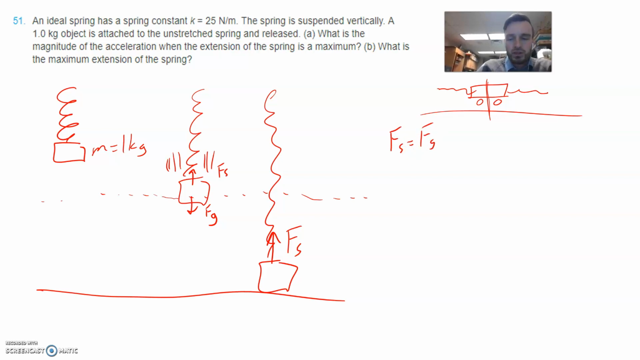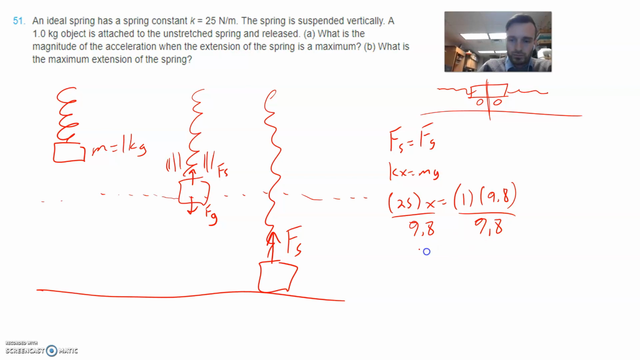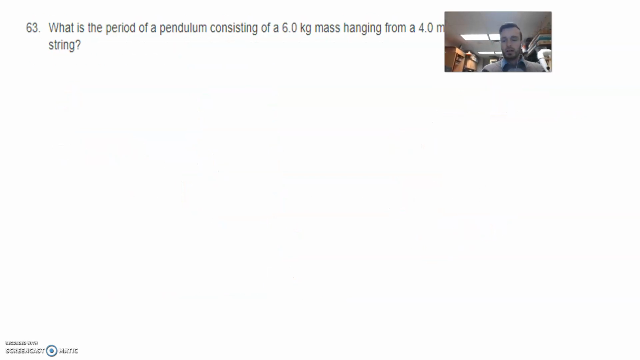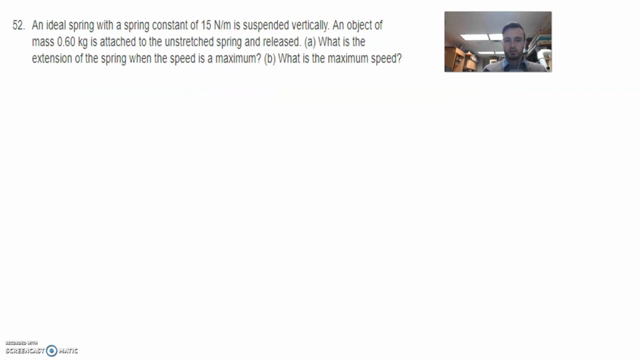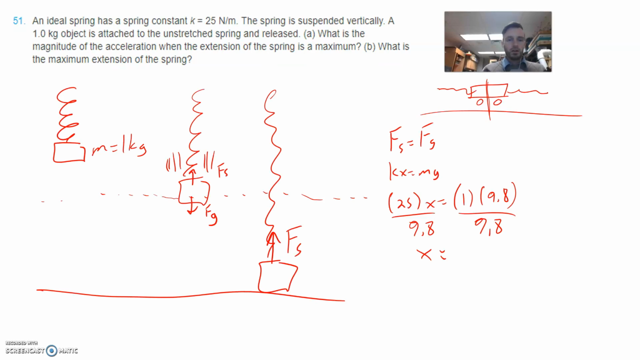In the equilibrium position, Fs is going to be equal to Fg, so Kx is equal to mg. Let's see if we can figure out what these numbers come out to be. K is 25, x is unknown, the mass is 1, and g is 9.8. All I have to do is divide both sides by 9.8, and this is where the problem gets unlocked. So 25 divided by 9.8.